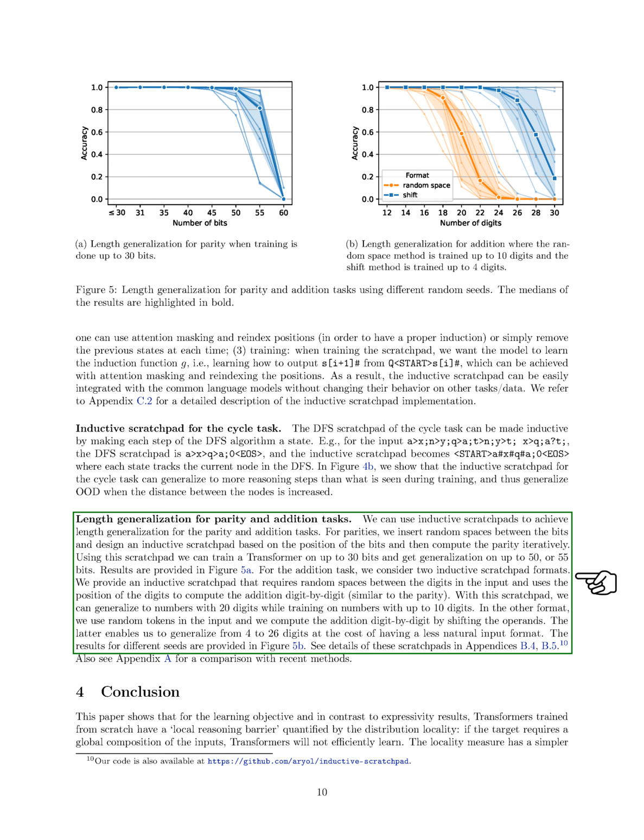When it comes to the addition task, we considered two formats for inductive scratchpads. One format involved inserting random spaces between digits in the input and using digit positions to compute addition step by step, similar to the parity task. With this method, we could generalize to numbers with 20 digits while training on numbers with up to 10 digits. In the other format, we used random tokens in the input and computed addition by shifting operands digit by digit. Although this format allowed generalization from 4 to 26 digits, it resulted in a less natural input format.